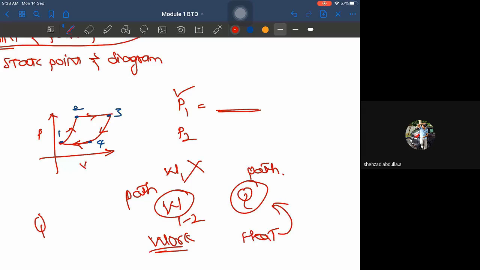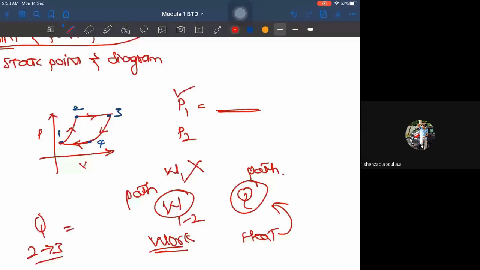Suppose I take a path from 2 to 3. Okay, Q 2 to 3. I cannot say Q2, because Q2 indicates Q will be a point function. It is not a point function, it's a path function that goes from 2 to 3. That's why you have to specify it as Q 2 to 3. Okay. So this is what I have told.